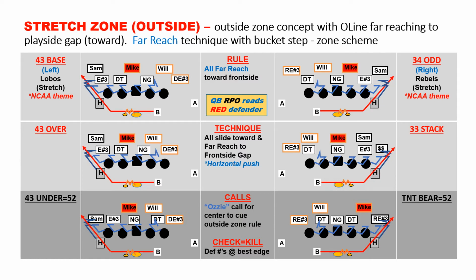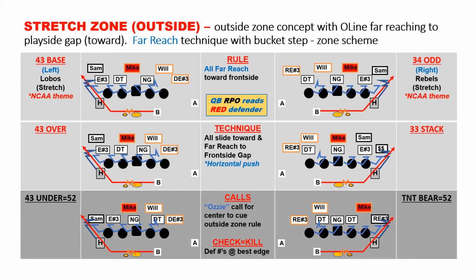What we use is a far reach technique with a bucket step, zone scheme that we learned in technique from the University of Iowa. So in the upper left-hand corner versus the 4-3 base, we're going to go with the Lobos call. Again, when we're running stretch, we're going to run this toward the H.